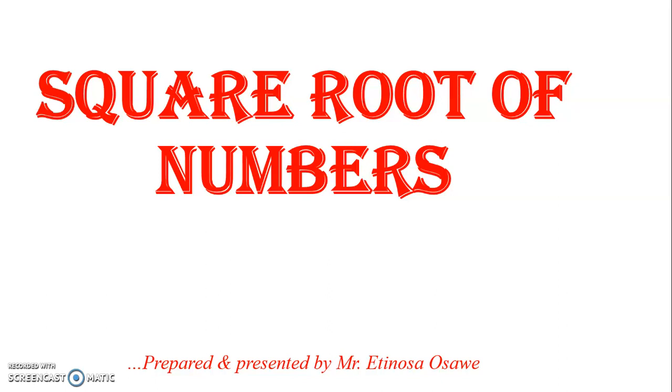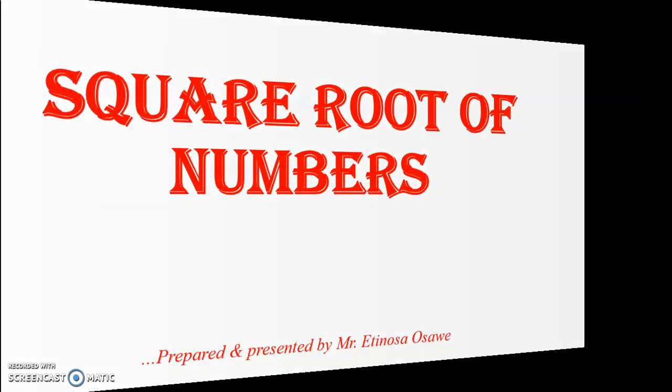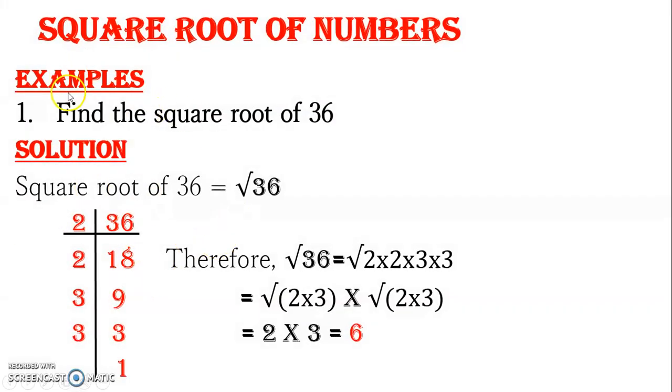Now, when we look at some of the examples in this package, you will understand more of what we're talking about in square root of numbers. Looking at this example, we've been asked to find the square root of 36. In finding the square root of a number, the best method to use is the method of factorization. Factorization means dividing to obtain your factors. When you obtain your factors, you can then find your square root from these factors. So let's find the square root of 36.